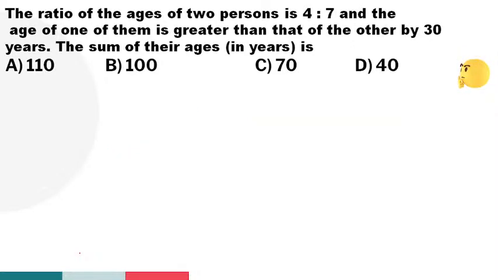Right, move on to the next one, and say it fast. The ratio of the ages of two persons is 4 is to 5. Sorry, 4 is to 7. And the age of one of them is greater than that of the other by 30 years. The sum of their ages is? Very simple question.